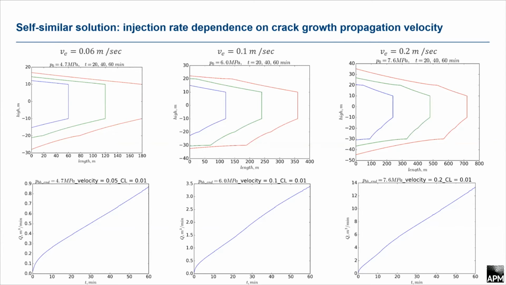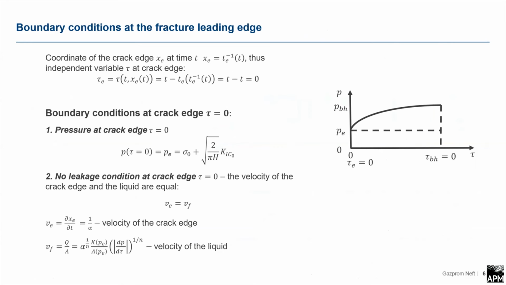And the other question: what about the pressure at the tip of the growing fracture? Because it seemed to me that here you have some finite value of the fluid pressure at the tip of the fracture. The fluid pressure at the tip is constant as the boundary condition, yes. And the fluid pressure at the fracture bottom hole, the point where the liquid is injected, is rising during the pumping. Is rising. Okay, I see.